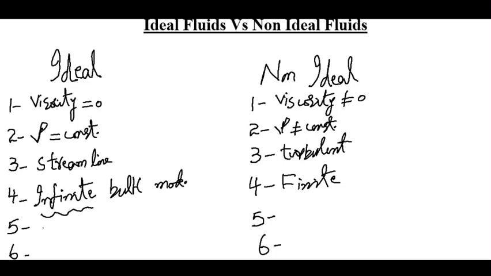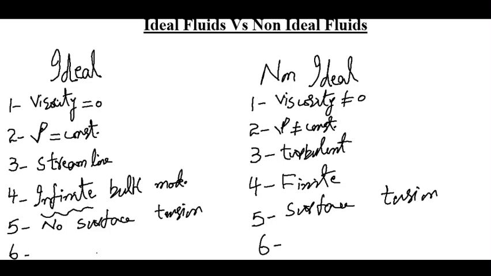The fifth difference between ideal and non-ideal fluids is that for ideal fluid there is no surface tension, while for non-ideal fluid we have a value of surface tension for every fluid.